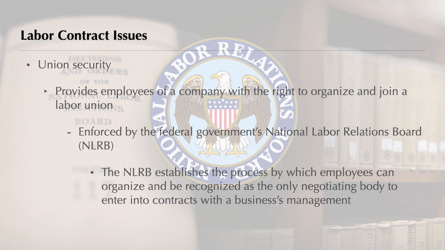How does a union become the negotiating body for workers in a company? First, at least 30% of a firm's employees must sign a petition informing the NLRB that they want to hold an election to determine whether a majority of employees want to unionize. Second, the NLRB conducts the election using a secret ballot, which allows workers to vote without fear of harassment or intimidation. If the majority of workers favor unionization, the NLRB recognizes the union as the only bargaining representative for the company's employees.